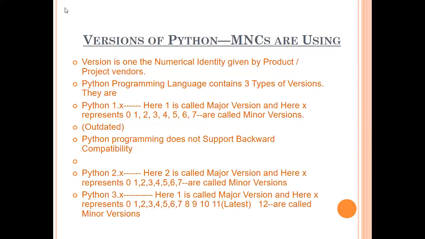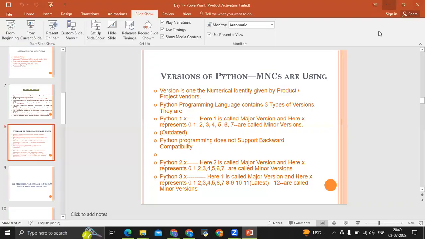Backward compatibility, Shruti, means that the backward versions, like 1.x, 1.2, 1.3, 1.4, are not in use nowadays. The latest versions are used. The MNCs always prefer to use the latest version. Okay, 2.7 is also in use. Let me show you.